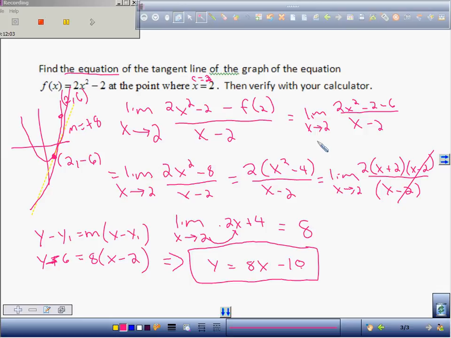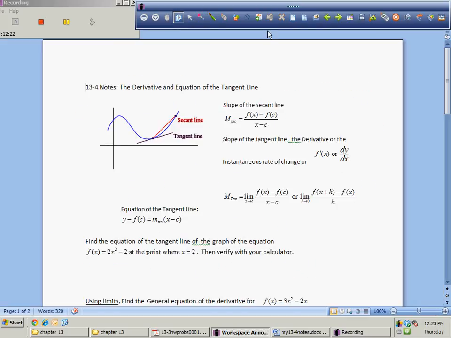Where'd you get negative 6? It's not negative 6, it's positive 6. F of 2 is positive 6. And that's what this equation means right here, right? Y minus f of c, so I'm plugging in 2 into the equation, so that's 6, times the slope of the tangent line, which is the derivative, x minus 2. And then verify with your calculator. I'm not going to do that right now.